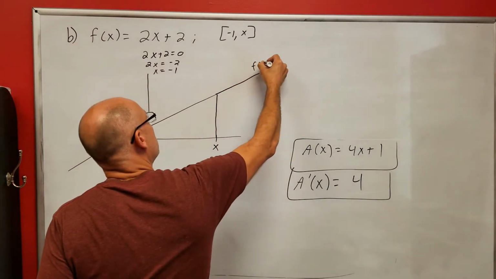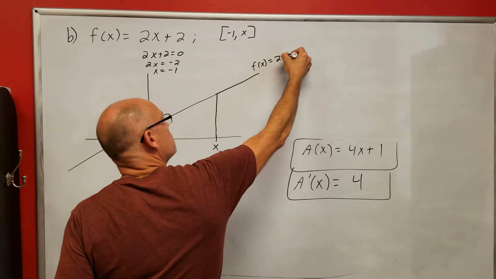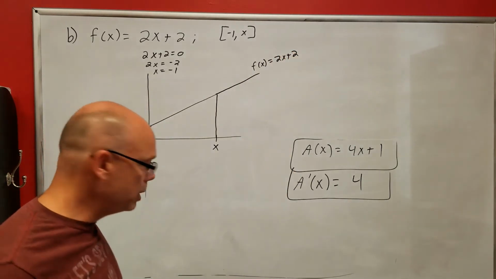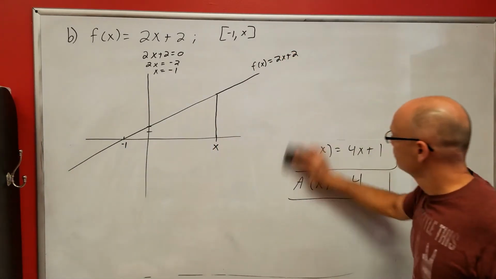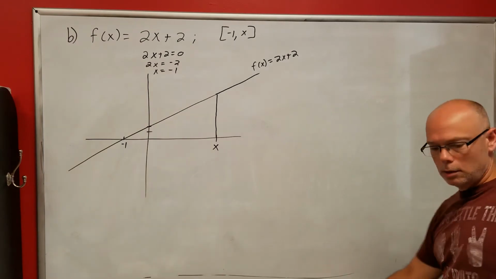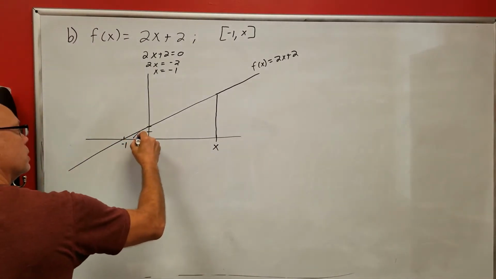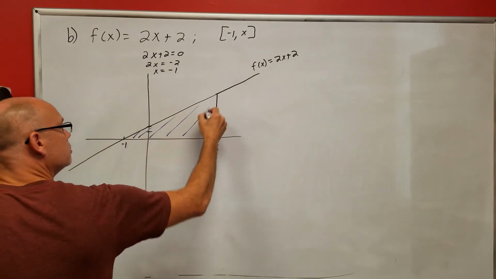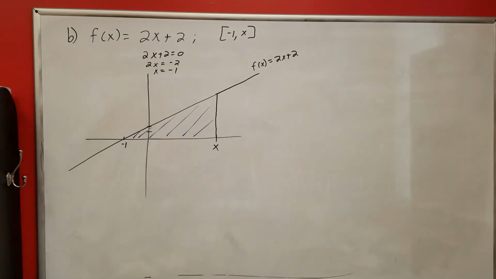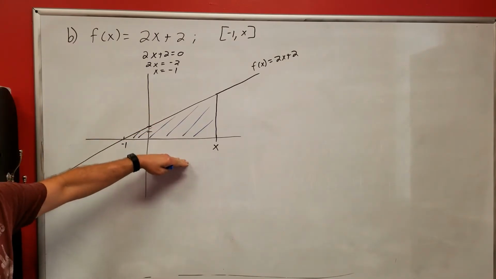And this is f of x is equal to 2x plus 2. There we go. I drew my picture, okay? Now, what do they want? They want the area right here between -1 and x, underneath that graph of that line and between the x-axis.